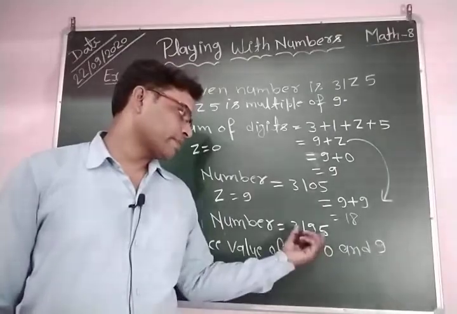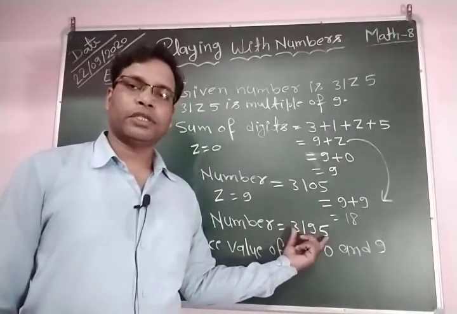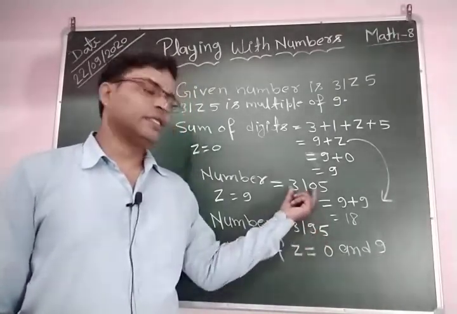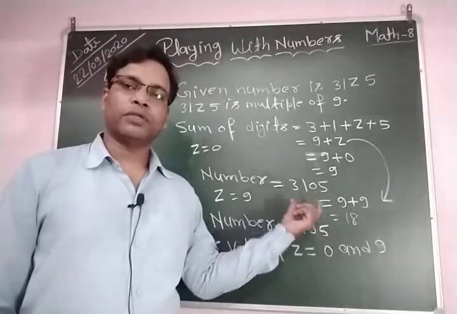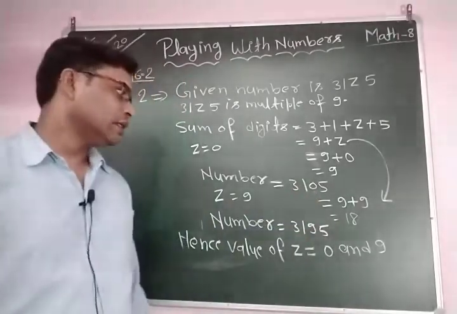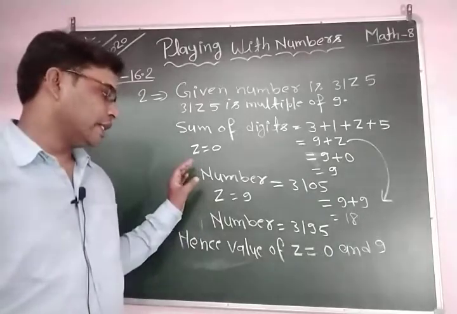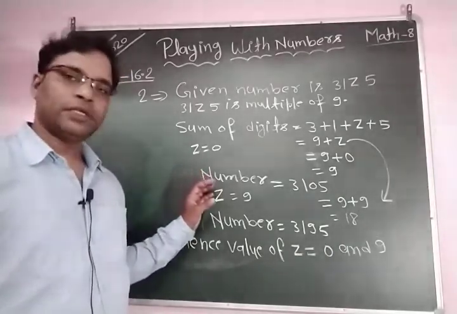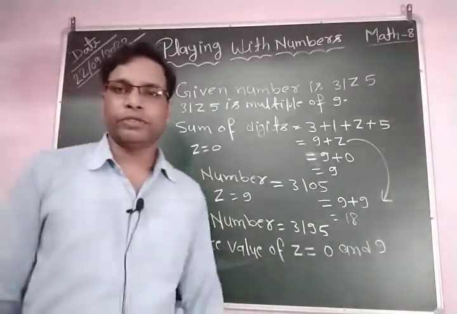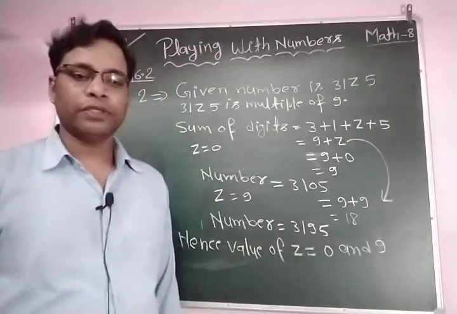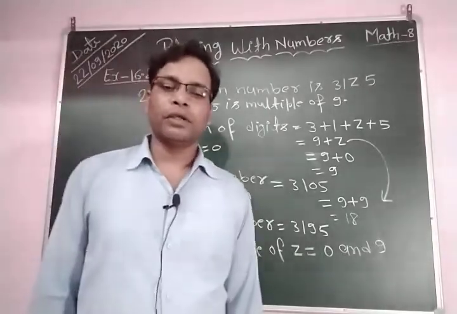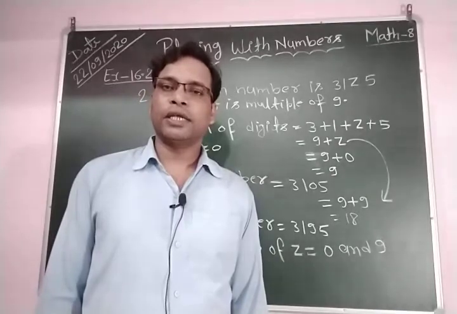So in this way, 3195 and 3105 are both divisible by 9. Clear? So we found the values of Z, 0 and 9. So students, I hope all of you understood this question. And now we are going to discuss the next question.